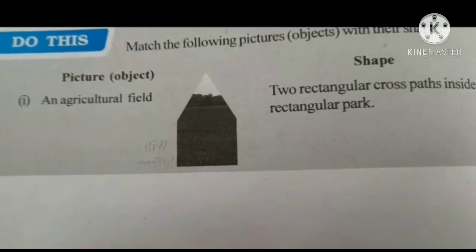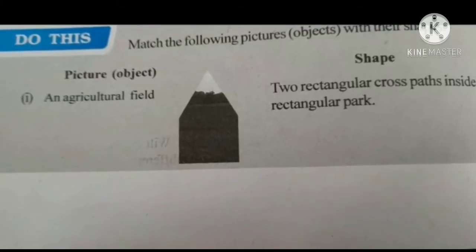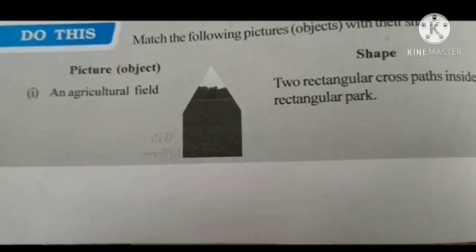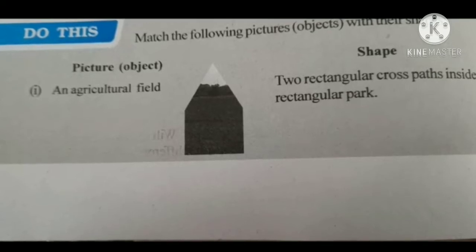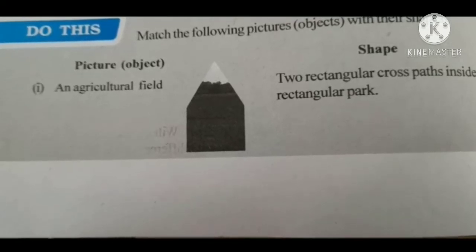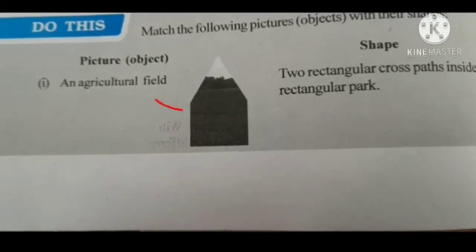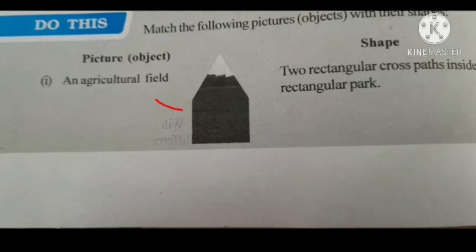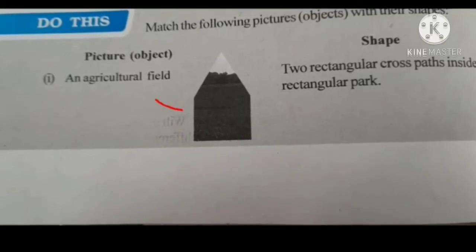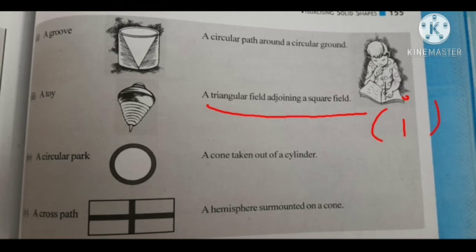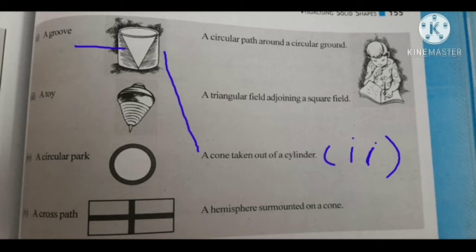Now moving on to the next part, the match the following given on page number 154. The object is given and the shape is given and you have to match. So the first figure is an agriculture field. You can see the adjoining figure is an agriculture field which is a triangle at the starting and the bottom is a square field. Now it is given on the next page, a triangular field adjoining a square field. That will be the answer.